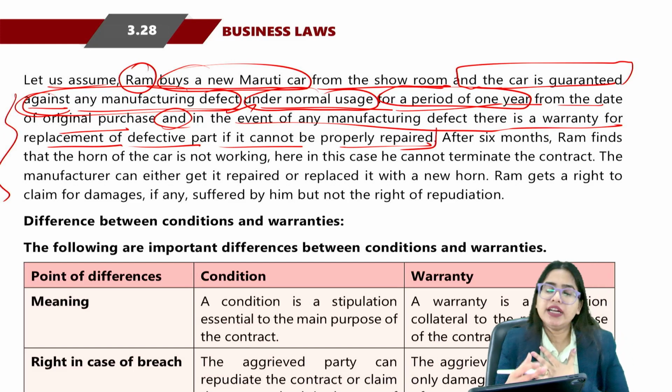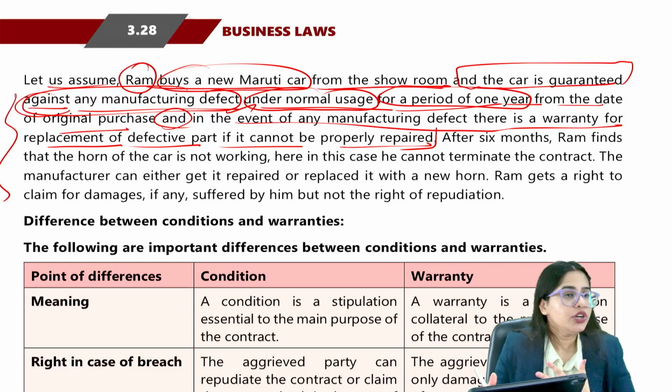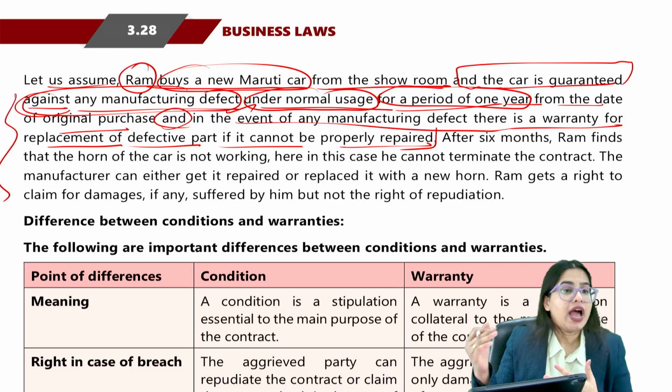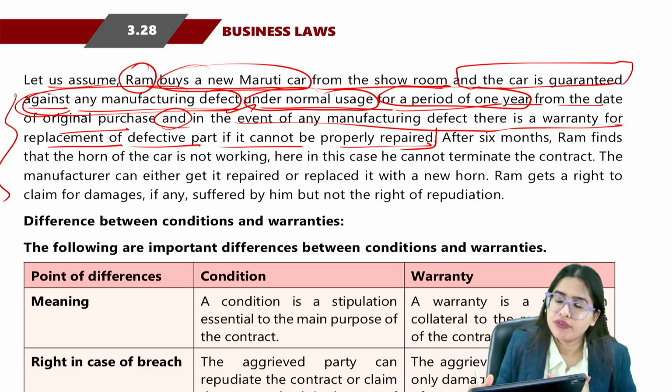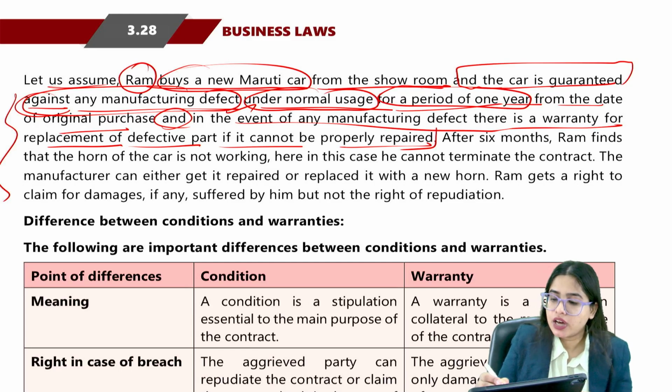So what the seller said is, this car, 1 year guarantee we are giving you, that within 1 year no manufacturing defect will happen, and in case any manufacturing defect happens, then we will either repair it or we will replace it for free. Okay, so the seller made this condition.